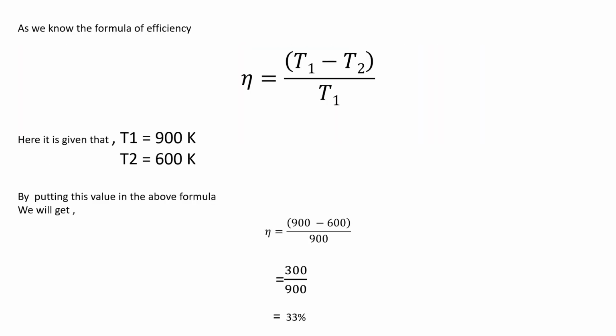So here is the solution. As we know the formula of efficiency, eta equals (T1 minus T2) whole divided by T1. By putting in the values of T1 and T2, we get eta equal to 33%. So our answer is 33%. Next, let's jump to the next question.